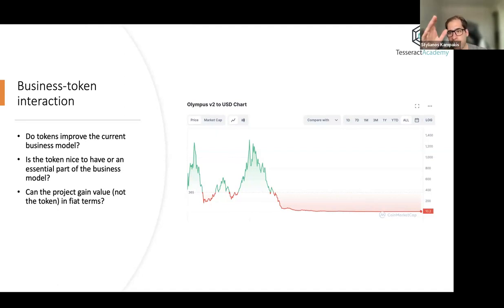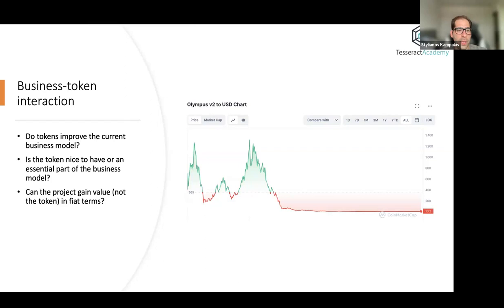So, what happened is it went up and then eventually it crashed, as you can see on this graph. And this is one of the most important questions for any tokenomics project. Do tokens improve the current business model, or do they not? And then this leads to the second question. Is the token a nice to have or an essential part of the business model?